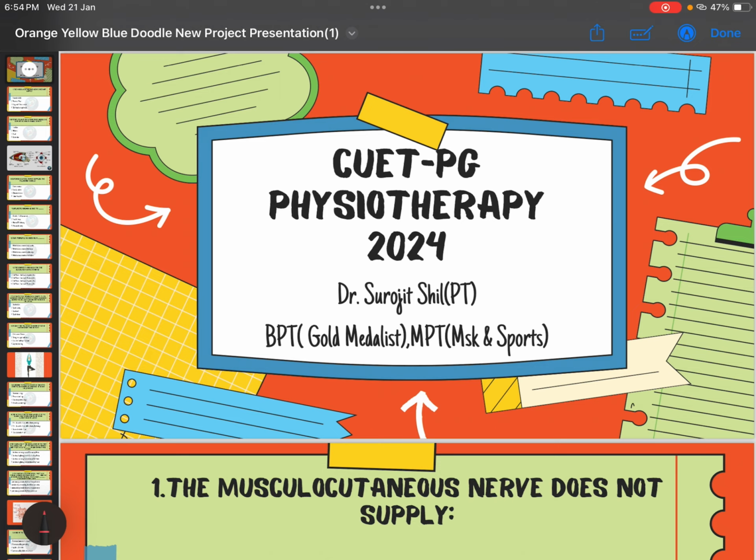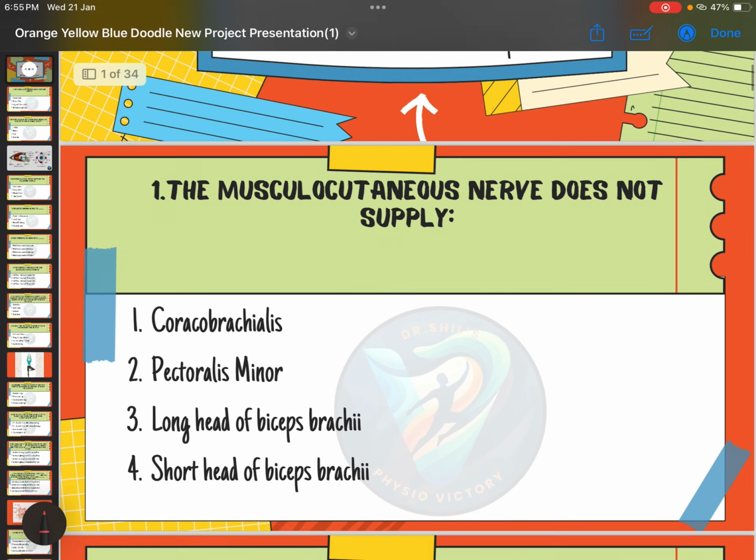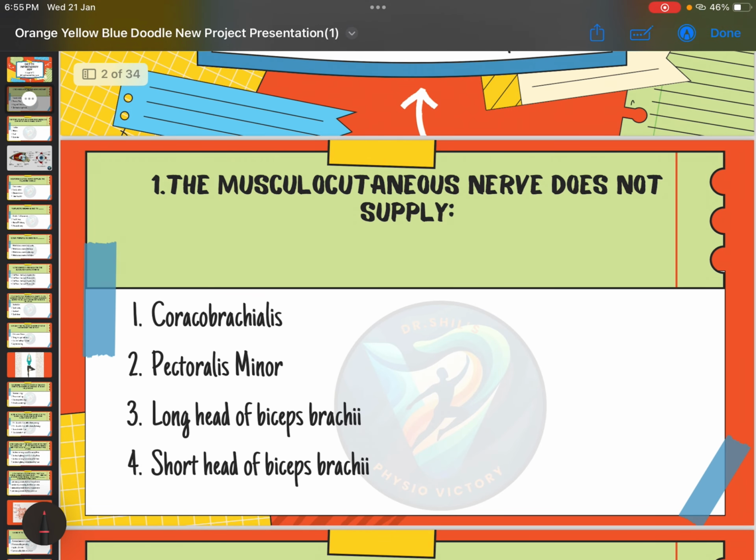Today we will discuss previous year questions of CUET PG 2024. Let's start. Today's first question is: the musculocutaneous nerve does not supply option 1 coracobrachialis, option 2 pectoralis minor, option 3 long head of biceps brachii, and option 4 short head of biceps brachii.